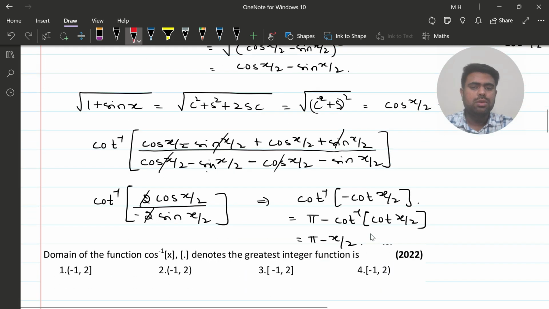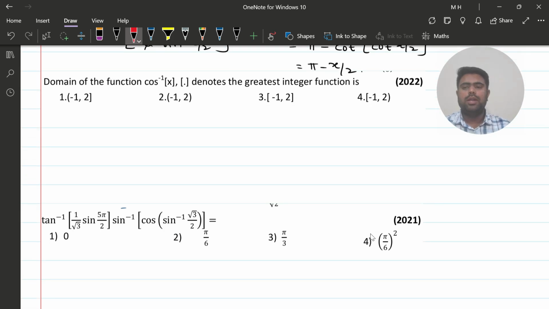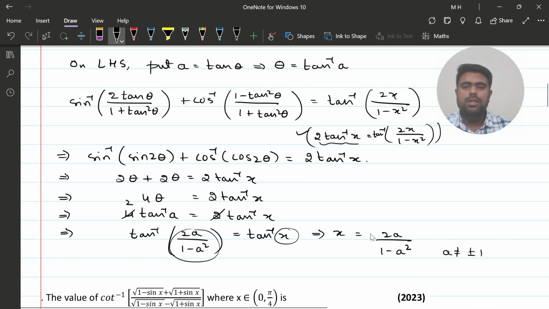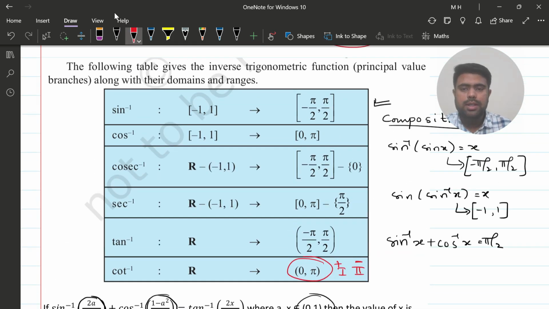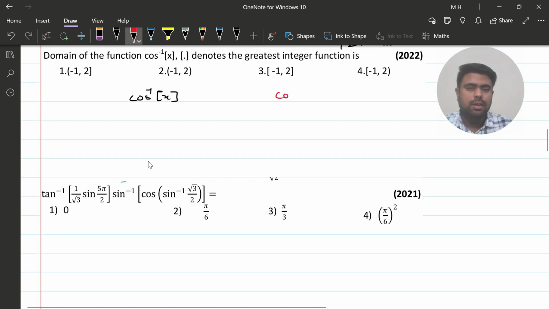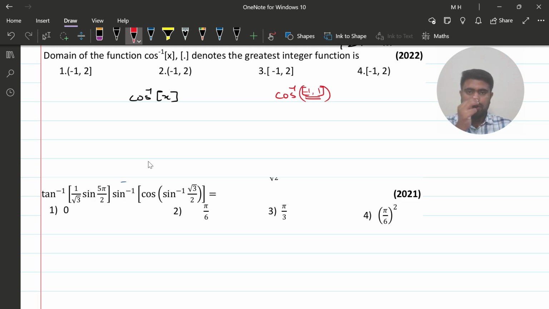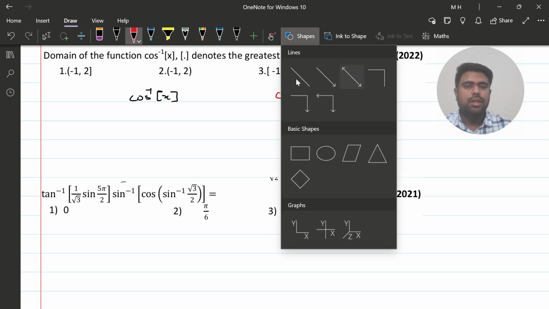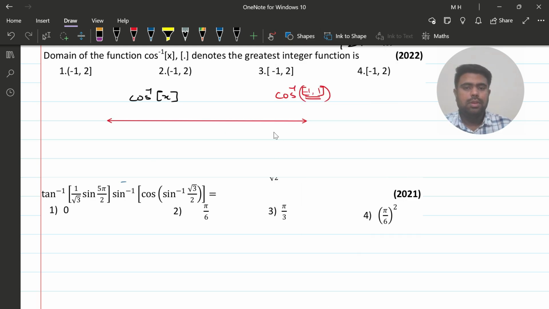Okay. So let us now go to the next question. What is the domain of the function cos inverse of box x? Now look, what is the domain of the function cos inverse x? It is minus 1 to 1, right? In cos inverse of anything, I can substitute any value between minus 1 and plus 1, including minus 1 and plus 1. But here they have given the box function.